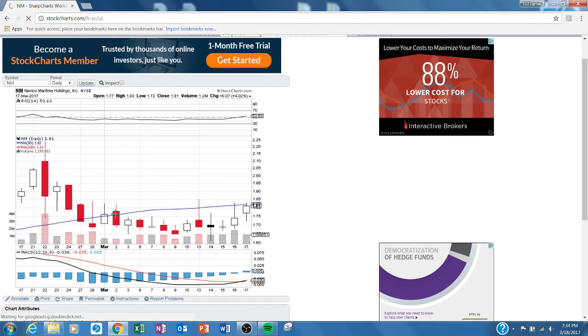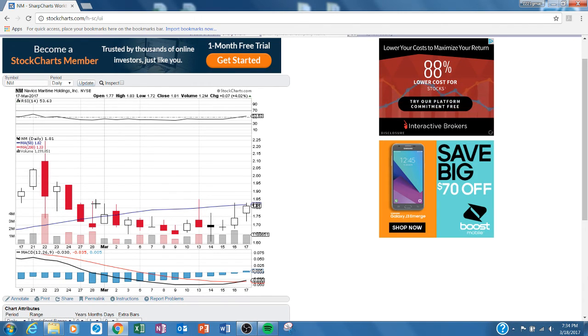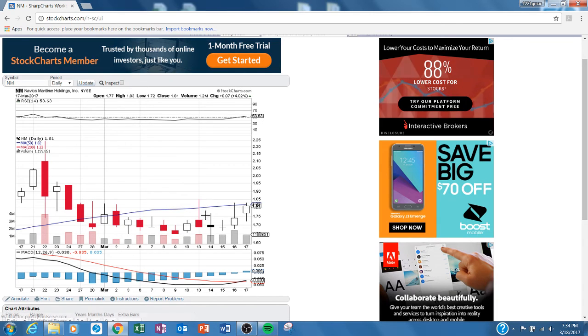And then you see the wicks, which are these stems coming out the top. You see another one here. You see another one here. But when I make these lines, I'm just going to use the body of the candle, not the wick itself. But when I do that, I'm going to go to annotate again.